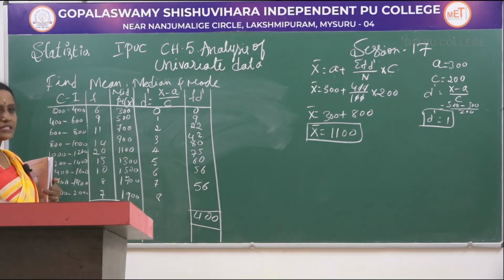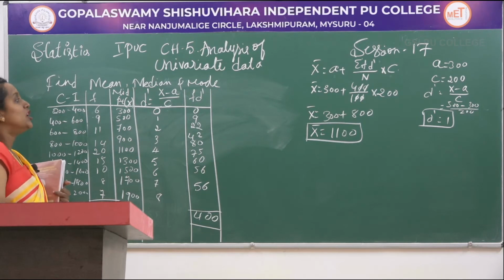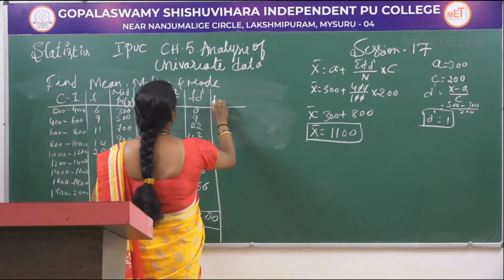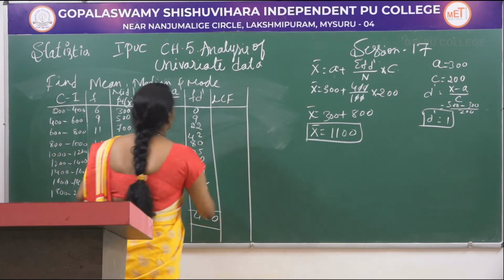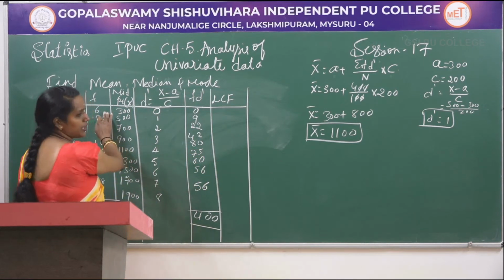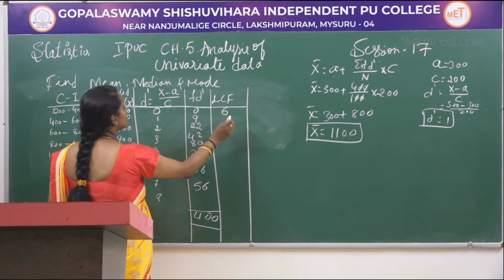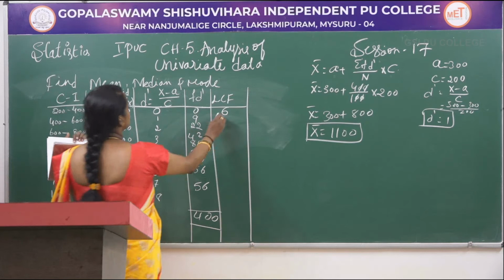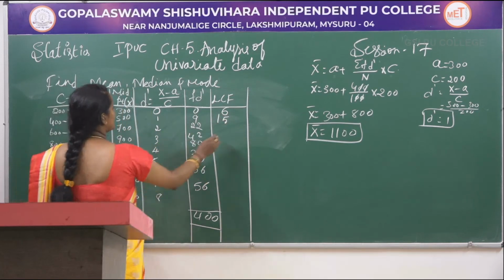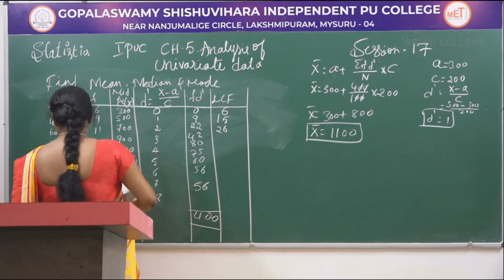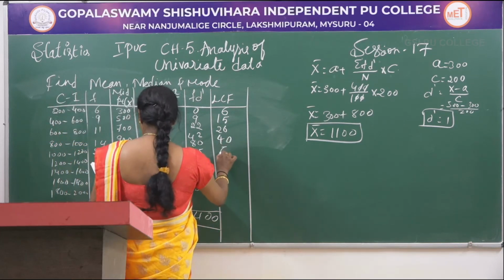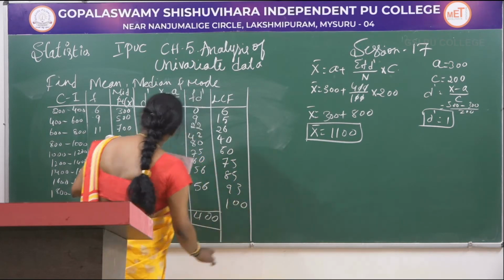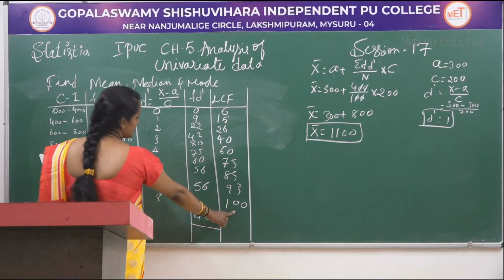So the next step is we have to find the median. To find the median, we want the LCF. Right? Find out the LCF. LCF means lower cumulative frequency. The first frequency will remain the same. We have to add this number to the next frequency, that is 6 plus 9. This will be 15. 15 plus 11, it is 26. And next it is 40, 60, 75, 85, 93 and 100. Here this total n 100 and this 100 should be the same.